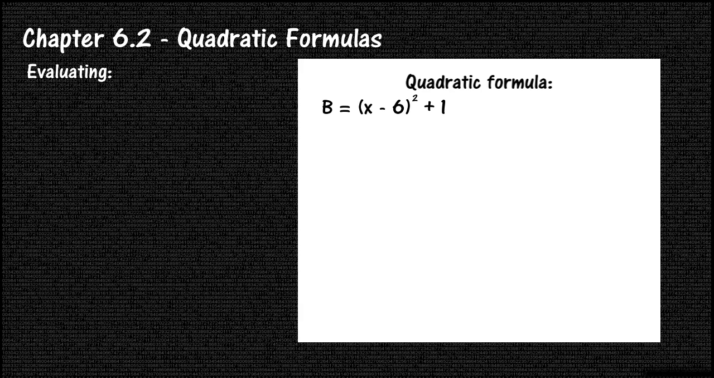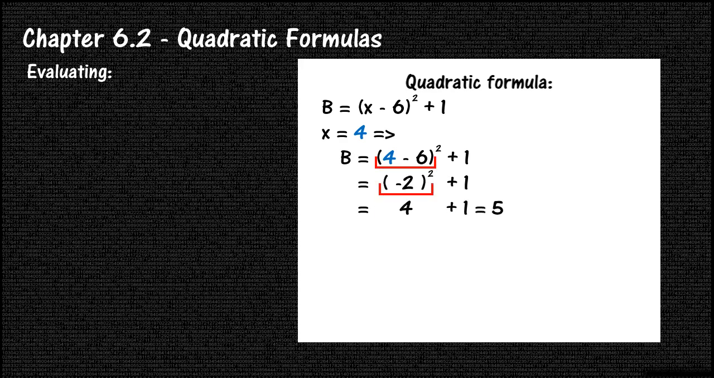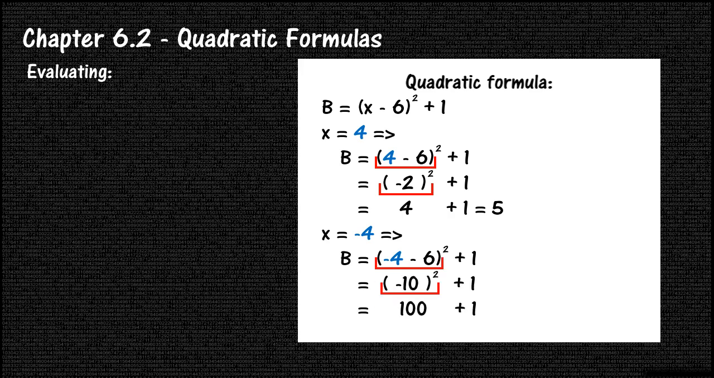Let's take a look at the formula b is equal to x minus 6 squared plus 1. If we need to find b when x is 4, we get b is equal to 4 minus 6 squared plus 1, which is equal to 5. But when we fill in minus 4, we get b is equal to minus 4 minus 6 squared plus 1, which is equal to 101. So always be sure to calculate your answer. Never just assume it to be a certain answer.